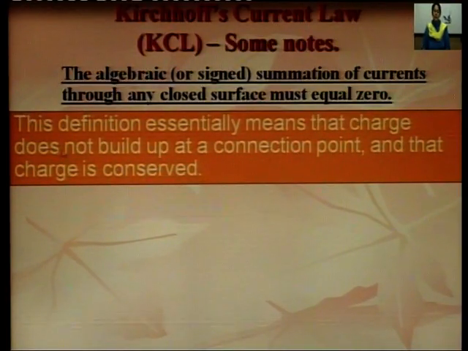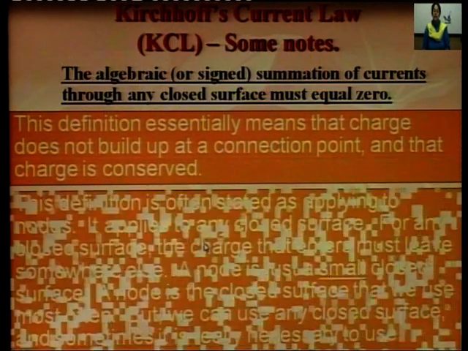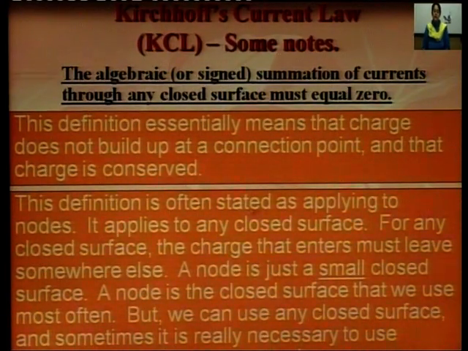So it means that charge does not build up at a connection point and that charge is conserved. This definition is often stated as applying to nodes. It applies to any closed surface, किसी भी closed surface पे apply होगी. For any closed surface, the charge that enters must leave somewhere else. Means जो current आ रहा है वो जाएगा, जो charge आ रहा है it has to leave. So a node is just a small closed surface. A node is the closed surface that we use most often. But we can use any closed surface, and sometimes it is really necessary to use closed surfaces that are not nodes.